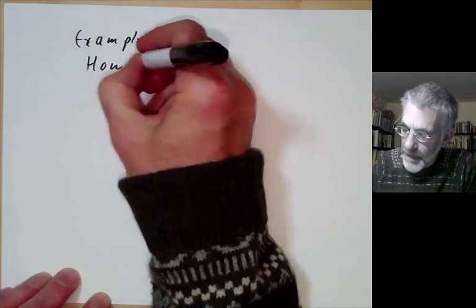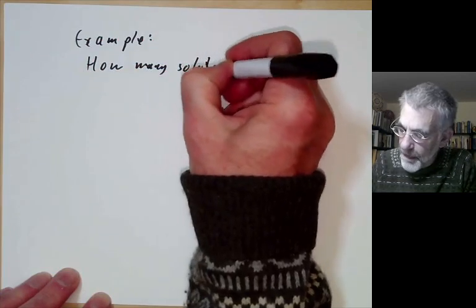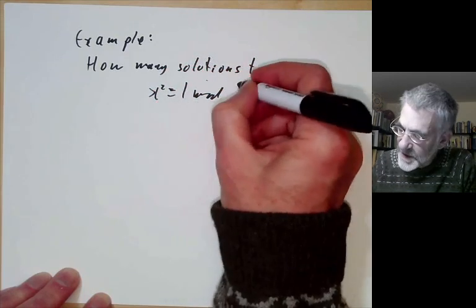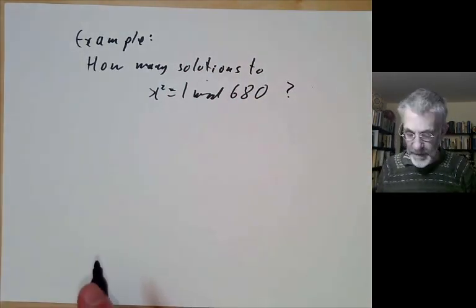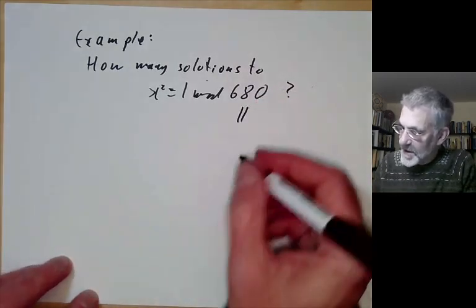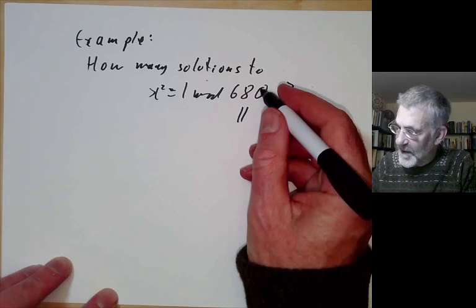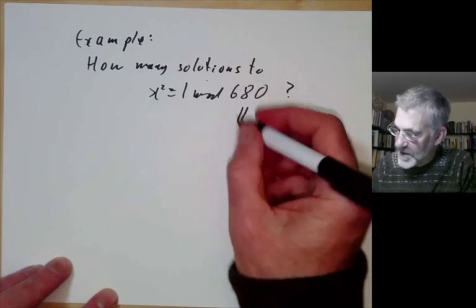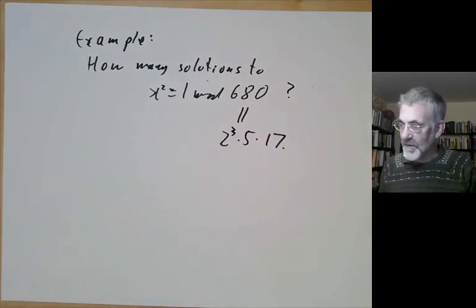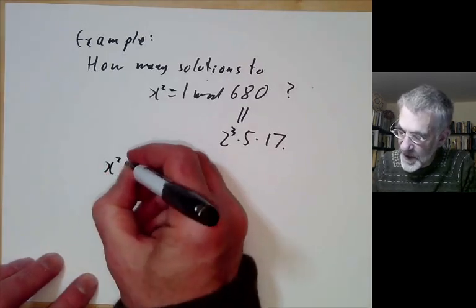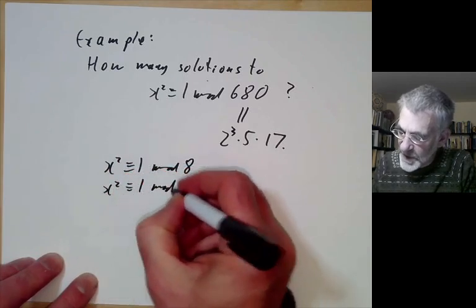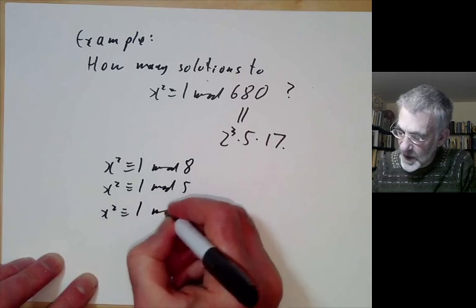So, for example, let's try and work out how many solutions there are to x squared congruent to 1 modulo 680. What we do is we write 680 as a product of primes. So we see it's got a factor of 5 and a factor of 2, and then we've got 68, which is 34 times 2. So we've got 2 cubed times 5 times 17. So we have to solve three equations: x squared congruent to 1 modulo 8, x squared congruent to 1 modulo 5, and x squared congruent to 1 modulo 17.